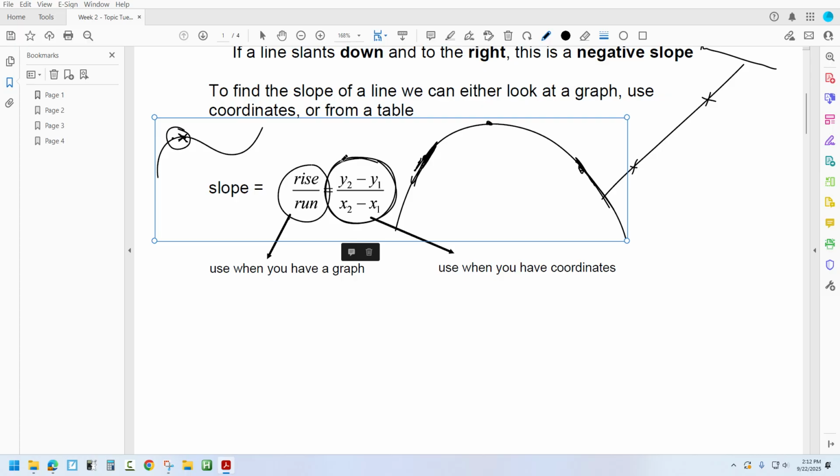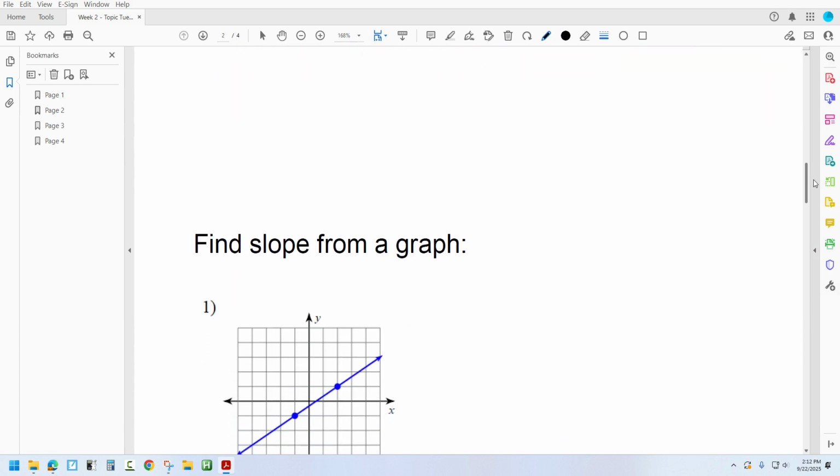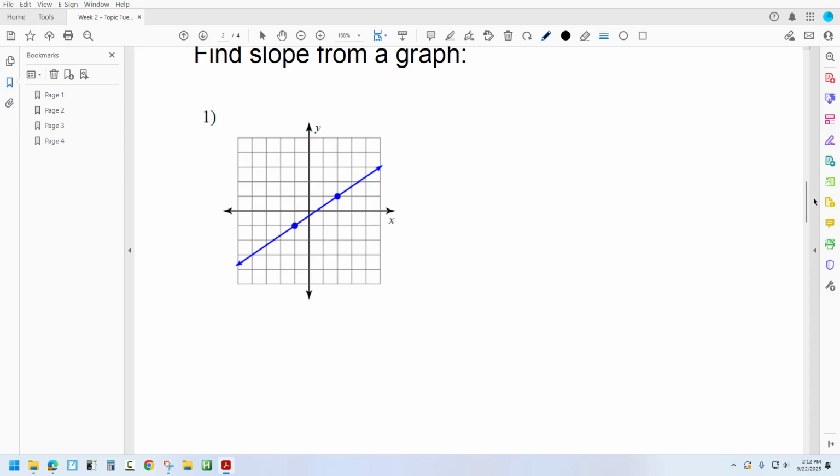Now we'll try a few examples. Let's go to the back of that first page, and we're going to find the slope of that line using the graph. What was the formula that I said to use when you have a graph? It was rise over run.